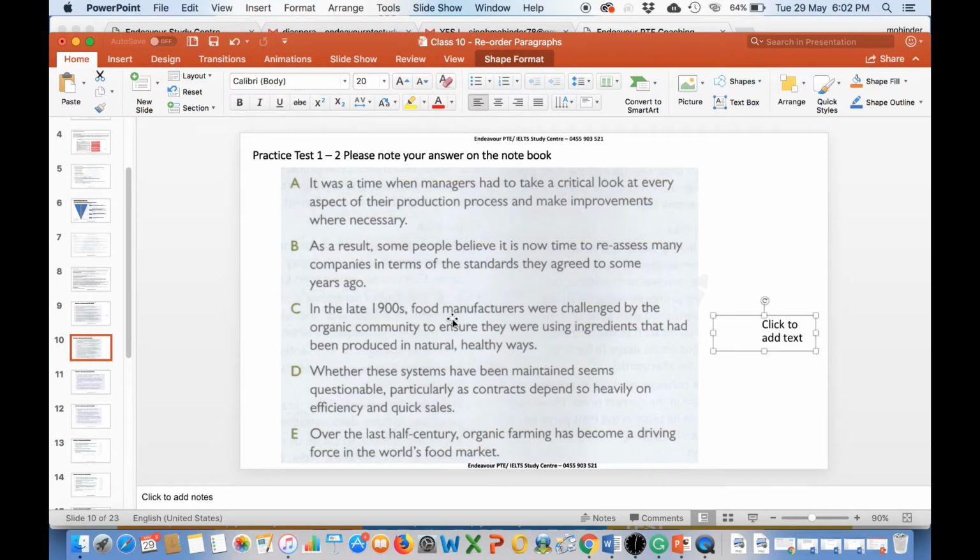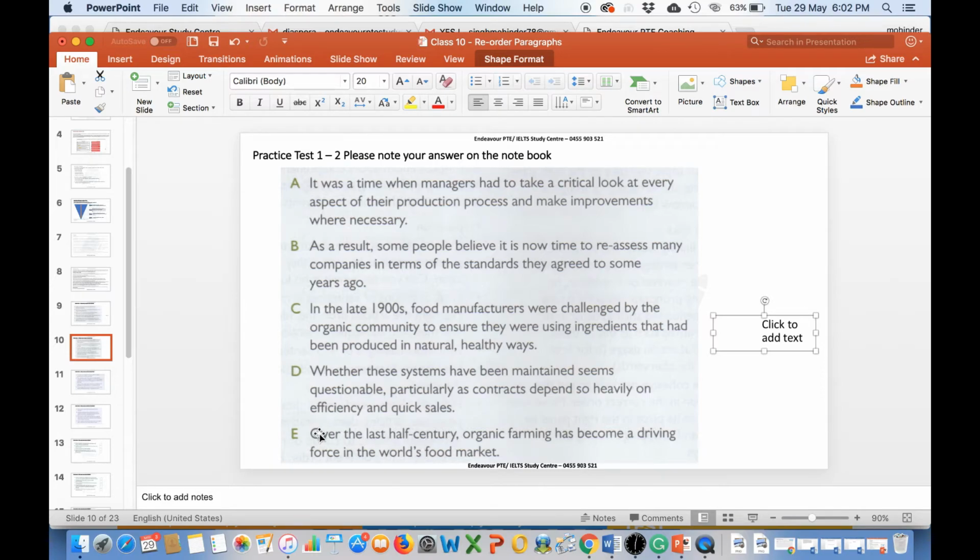Now I look at food manufacturers were challenged by the organic community to ensure they were using, so we do not know, they were using ingredients that had been produced in natural and healthy ways. But what are the ingredients that have been produced in natural and healthy ways? This is represented here. Organic farming becoming the driving force, has become, so that's a sentence which seems to be more standalone.